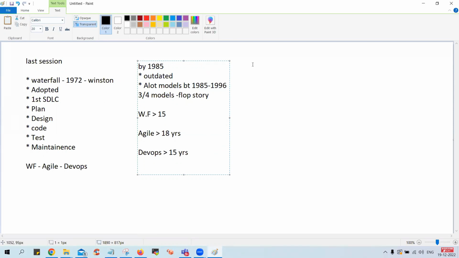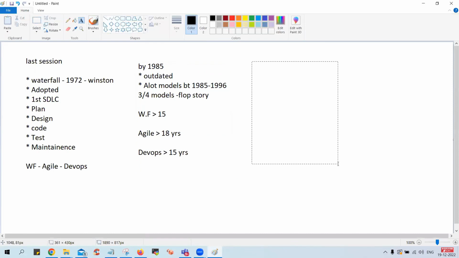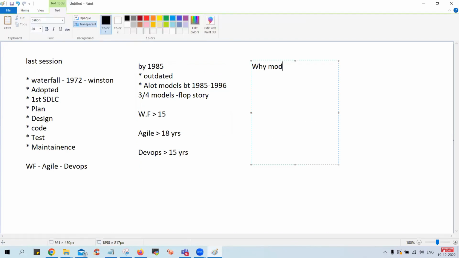Now, I want to ask a question: why do you think the models between 1985 and 1996 failed? Any guess? The interesting point is that that period is classified as one of the darkest ages of the IT industry. In the 20th century, I mean, we are in the 21st century now. That period was a very bad time for IT companies, or for the IT industry together. So what could be the reason?